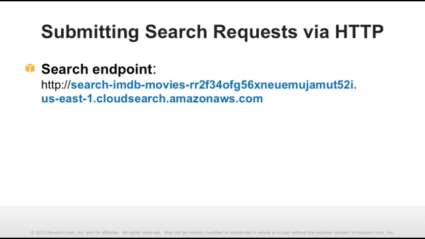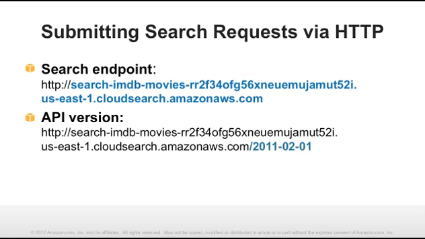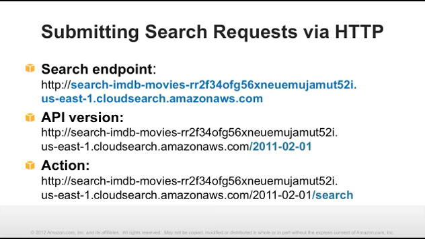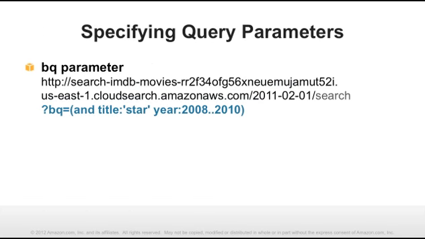The first part of the URL is our domain's unique search endpoint. Next, we have to specify the API version that we're using. The current CloudSearch API version is 2011-02-01. Then, we specify the action for our request, search. The Boolean query parameter specifies the constraints for our search. We're going to search the title field for the term star and the year field for the range 2008 through 2010. Note that the Boolean operator, in this case AND, is specified as a prefix operator.